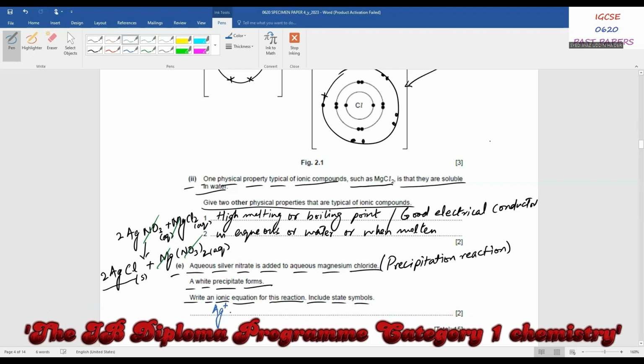Ag plus aqueous, plus 2Cl minus aqueous, gives AgCl solid.